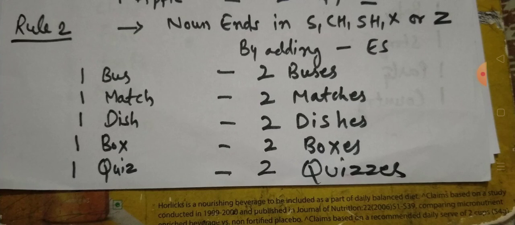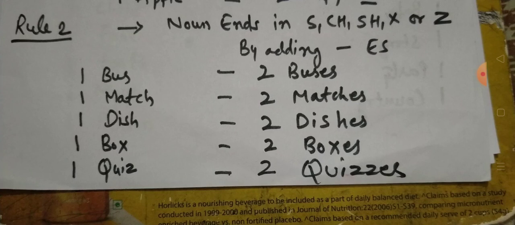And there are some exceptional cases where we are going to use a double letter. For example, quiz. Here your quiz spelling is Q-U-I-Z-Z. These are some exceptional cases. Hope you have understood rule number 2.